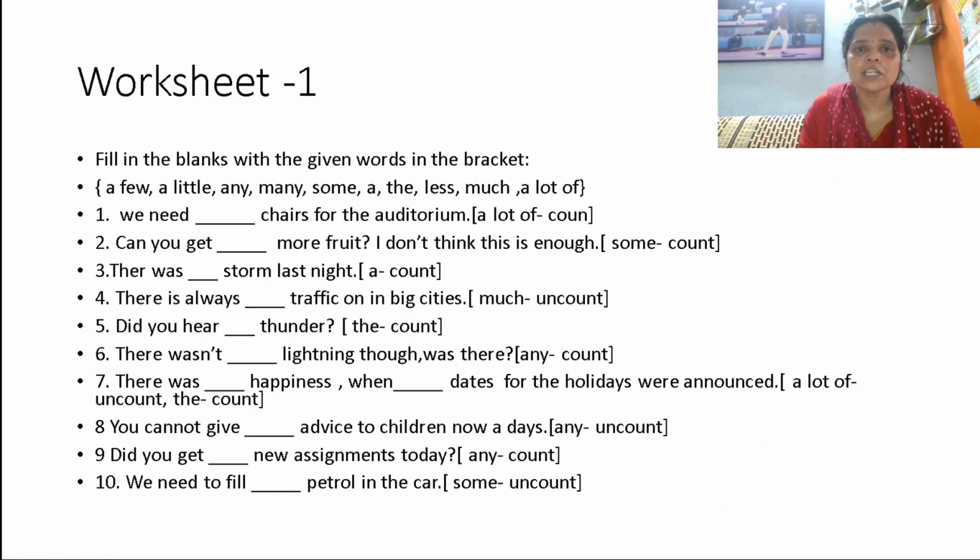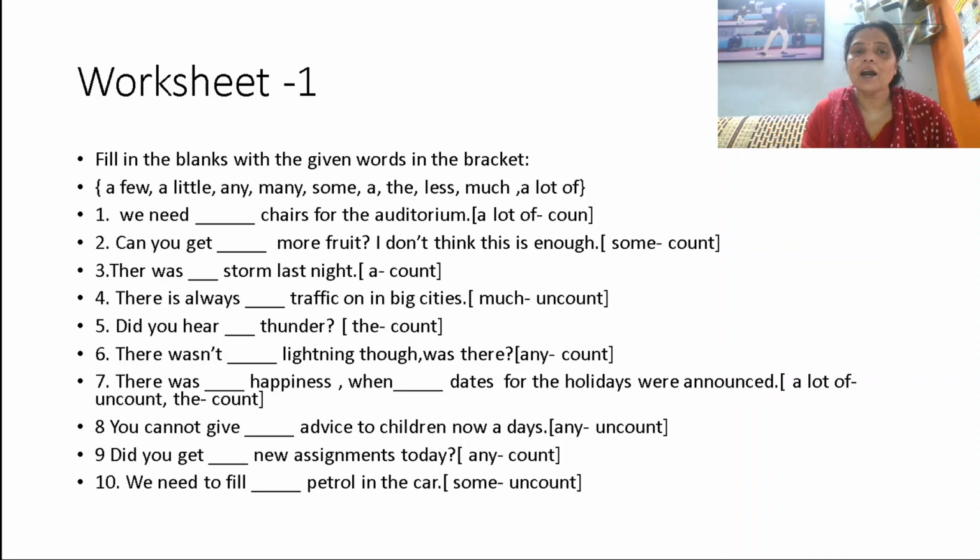We need dash chairs for the auditorium. Whatever words are given in the brackets, we have to use the same words. We need a lot of chairs. And here a lot of will be countable because chairs is in plural form. Can you get some more fruit? So here some is also countable.